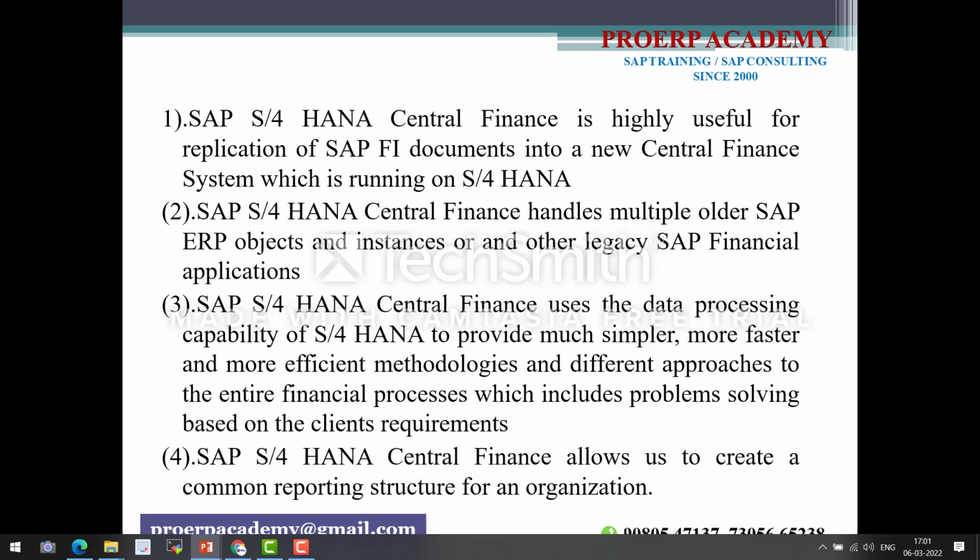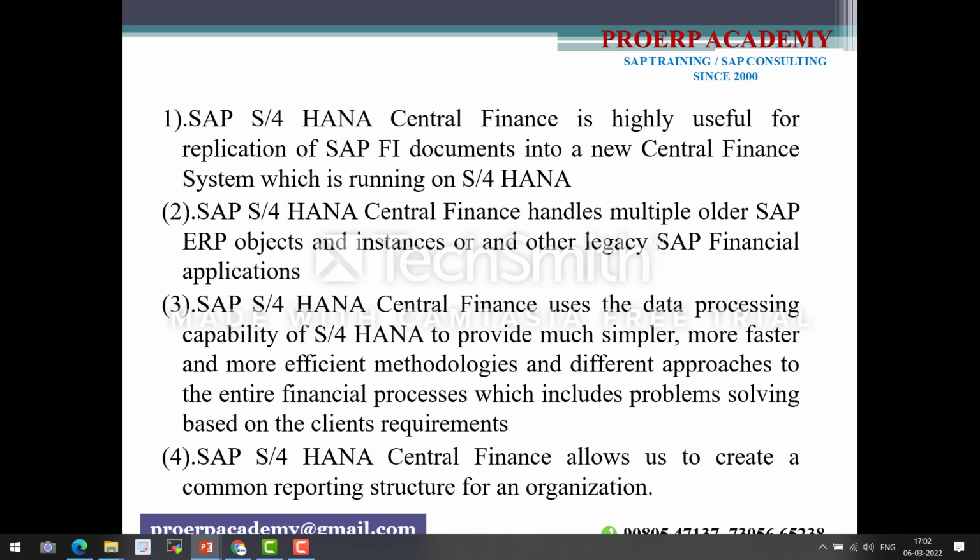For that also, this S/4HANA Central Finance is very, very important. Once again, I am explaining: this S/4HANA Central Finance handles multiple older SAP ERP objects. ERP objects are nothing but ERP reports and instances from our traditional ECC system, that is our SAP FI and CO system, and also from non-SAP financial applications. That means other SAP financial applications as well.